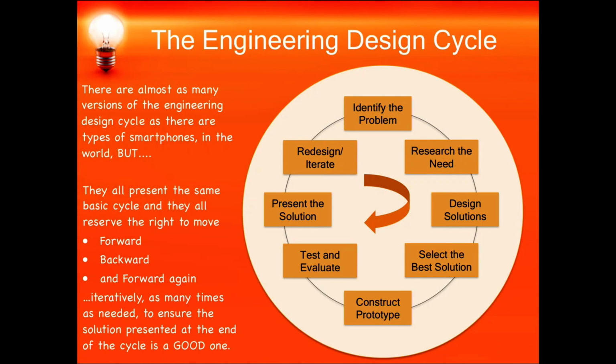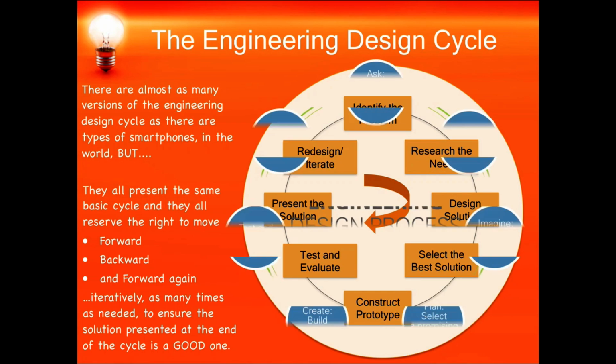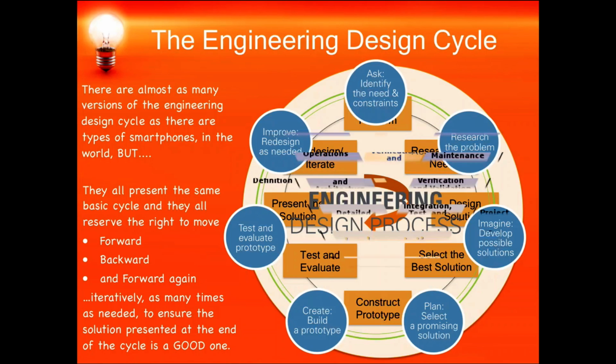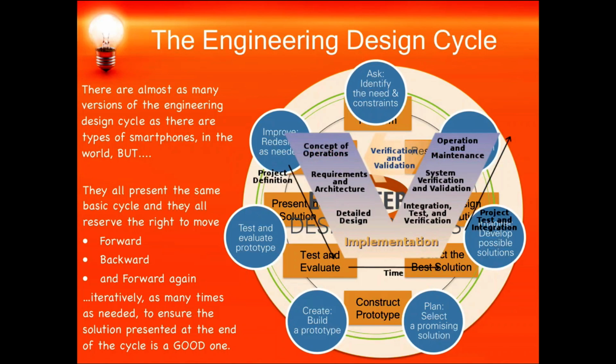The engineering design cycle has almost as many versions as there are types of smartphones in the world. But despite the many different ways of expressing the engineering design cycle, the cycle contains some common elements that guide the engineer from start to finish, and then back to start again, as the repetitive but rigorous nature of the design cycle ultimately produces a design that is both functional and profitable.